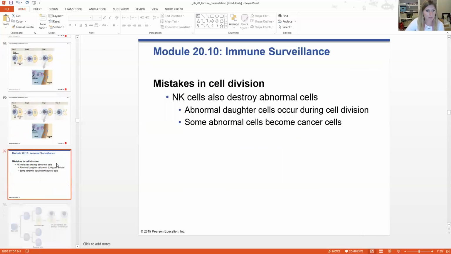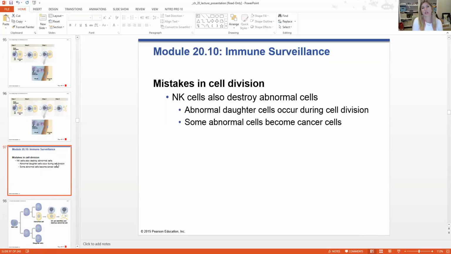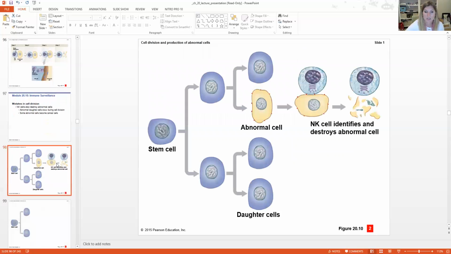There are mistakes that occur in cell division, and that is a natural process of living, and the natural killer cells will detect those mistakes that have been made in mitosis and natural cell division. So any abnormal daughter cells that occur during cell division, or any abnormal cells that become cancer cells, the natural killer cells will recognize and destroy in the same way, right, with those perforins.